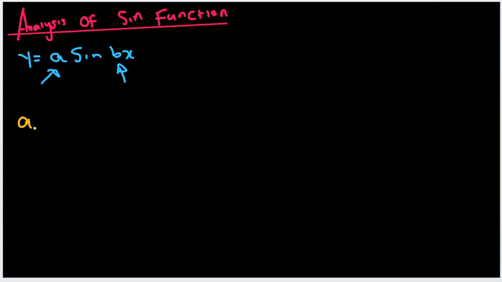So the a value here will present two things which are very important. The first thing it will present is the shape. The a value will look at the shape of the graph. What does that mean? Let us see what that means.